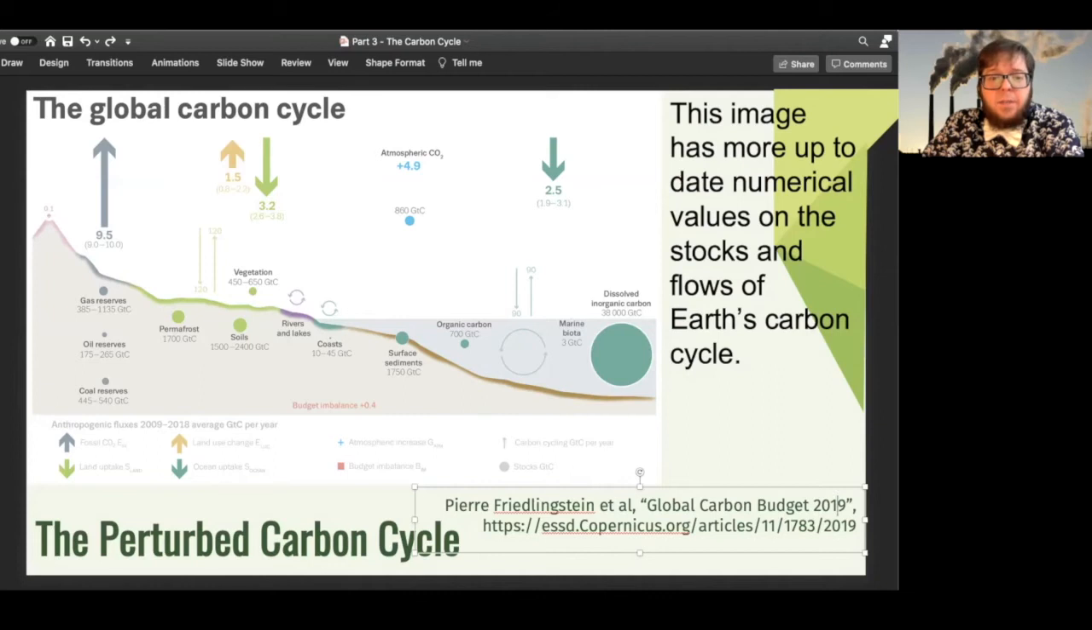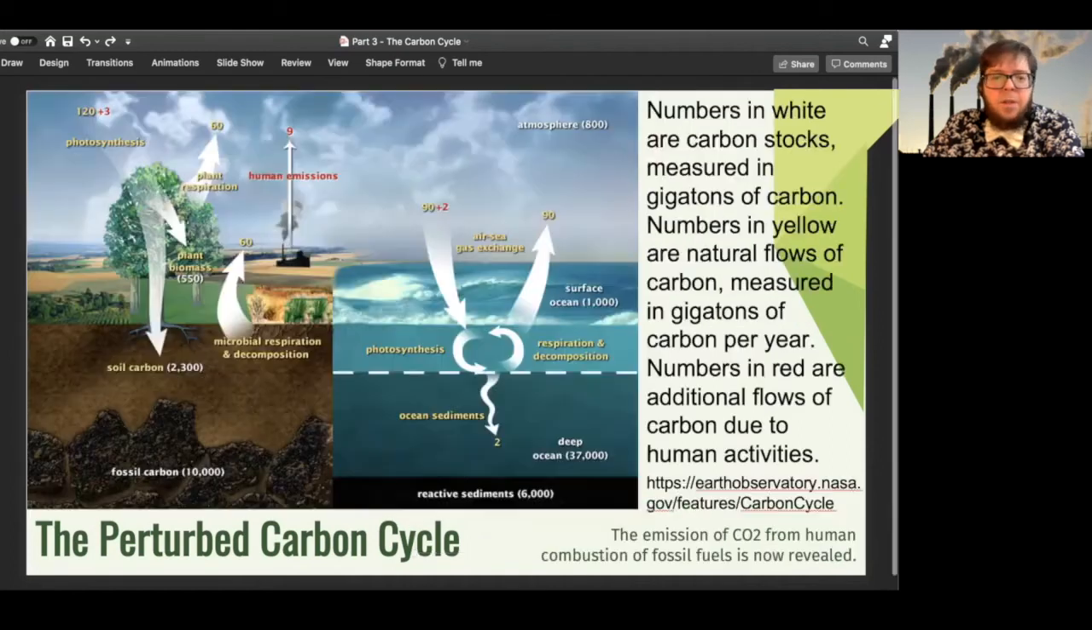Here's the vegetation part of the cycle. There's your 120. Oh, you know what it is? Take a look at this. This says 120 up, 120 down for vegetation. Check this out. 120 in for photosynthesis, 60 out for plant respiration, and 60 out for microbial respiration. So really it is 120 in, 120 out, but some of it goes through the microbes first. That's fascinating.